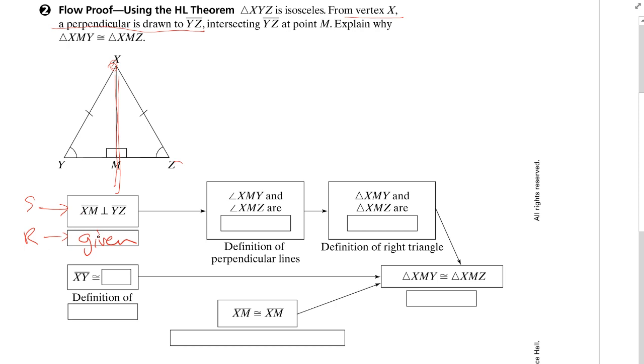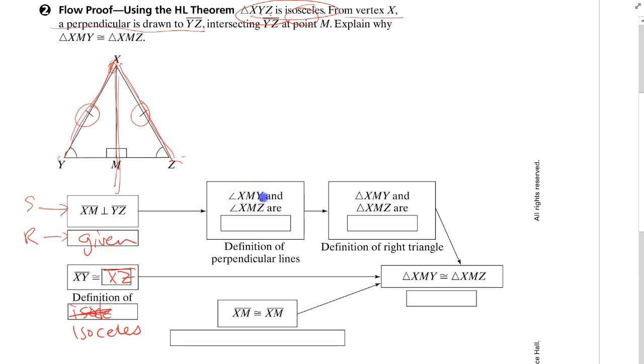And then why can we say that XY is congruent to something else? XY. Well, first of all, what is it congruent to? Hey, I get tick marks. That tells me that they need XZ in the box. And where is that? They're telling us XYZ is isosceles. That means we are using the definition of isosceles, where two sides are congruent. Then, what else can we say?